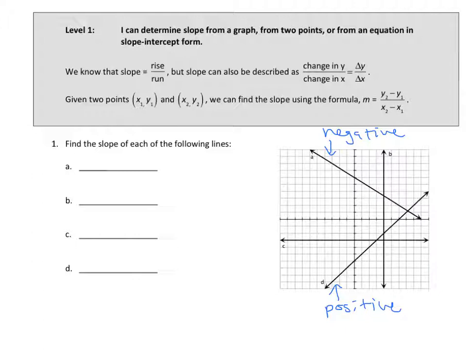A horizontal line is called zero slope. It's kind of like walking on flat land. And a vertical line is undefined. It has no slope. It's almost like falling off a cliff.